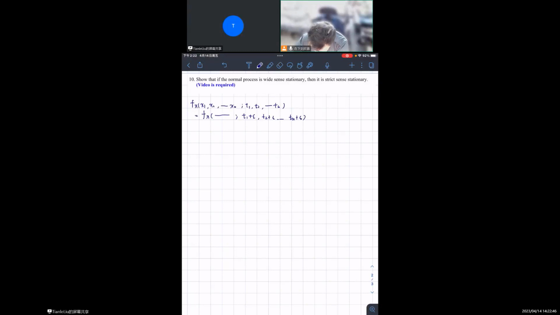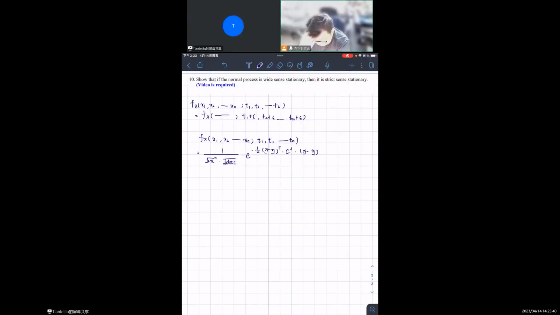From the conditions, we have f of x, x1, x2 to xn, t1, t2 to tn equals a formula: 1 over the square root of 2 pi to the n, and the square root of the determinant of C, multiplied by the exponential of negative 1 over 2 (x minus mu) transpose, multiplied by C inverse and (x minus mu) again.